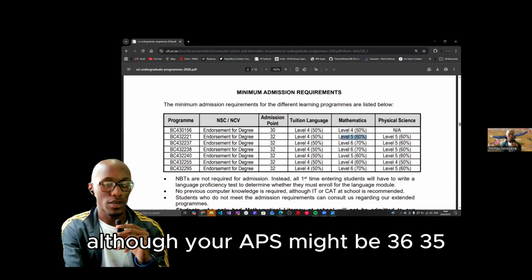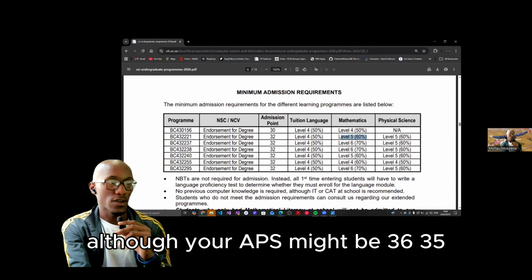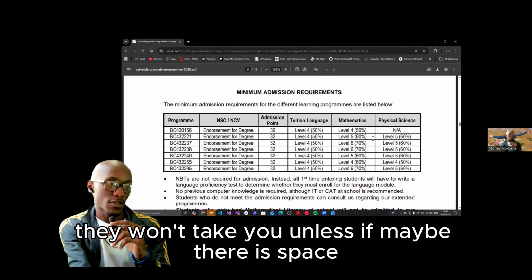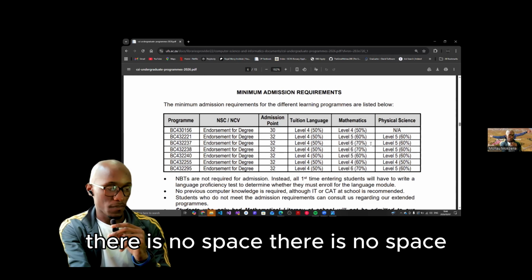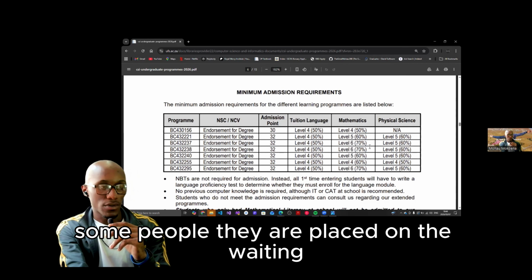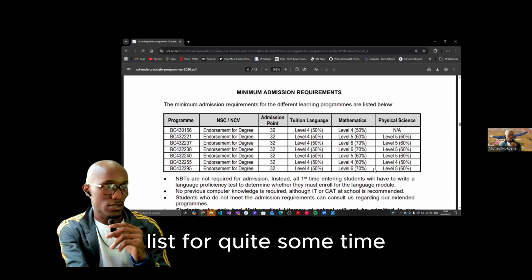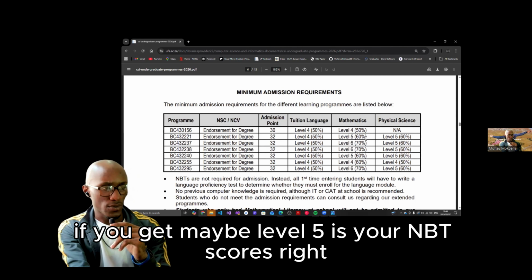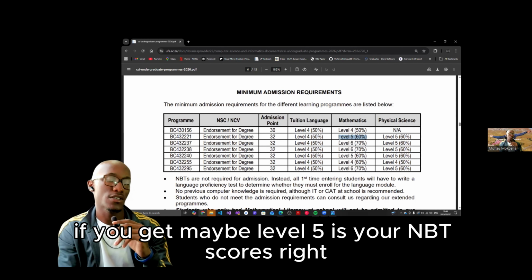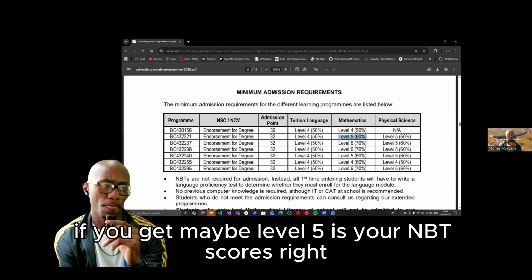Although your APS might be 36, 35, they won't take you unless maybe there is space, of which most of the time there is no space. Some people are placed on the waiting list for quite some time. But one thing that might actually boost you if you get maybe level 5 is your NBT scores, right?